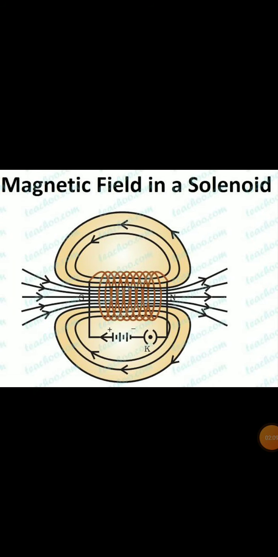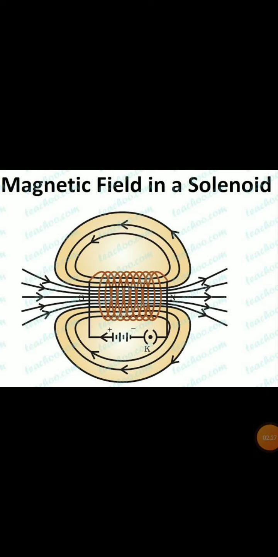So this you need to remember very well. What is a solenoid? A coil of many circular turns of insulated copper wire which is wrapped closely in the shape of a cylinder is called a solenoid. And now we will learn magnetic field in a solenoid. The pattern of the magnetic field lines around a current carrying solenoid is shown in this figure.